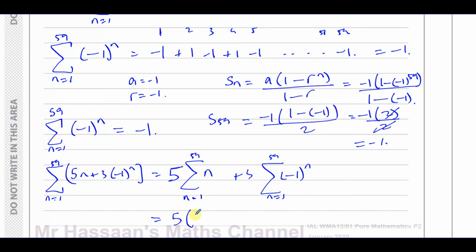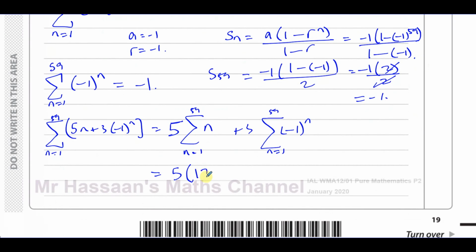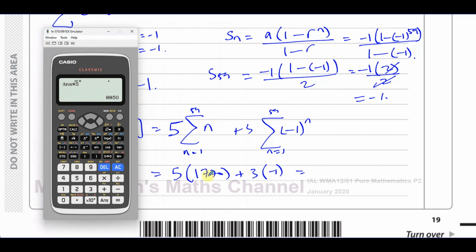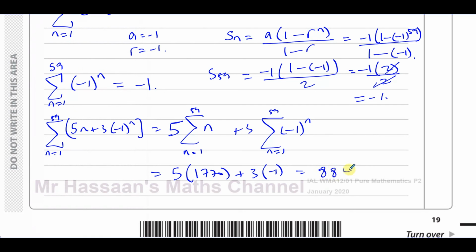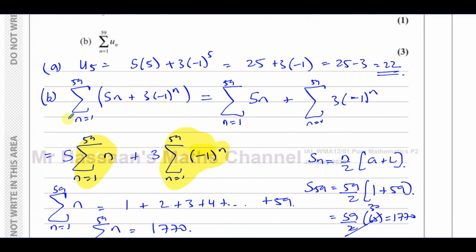This is 5 times the answer that we got up there, which is 1,770, plus 3 times the answer we got here, which is minus 1, and that will give us our answer. So we have that times 5, and we've got to subtract from that basically 3. And that gives us 8,847. So that's a nice, easy way of dealing with this question, just splitting it up into its separate components. That's something that's actually very important for you to know.